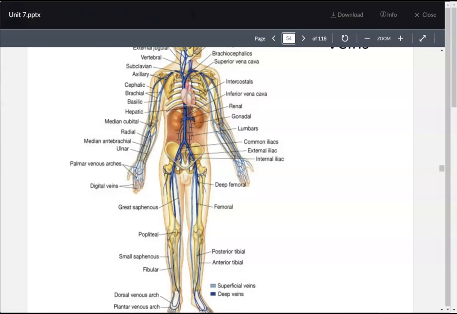But the light blue is a more superficial vein, so they're closer to the surface, where the dark blue is a deep vein, and it is going to be further away from the surface, deeper in the skin.